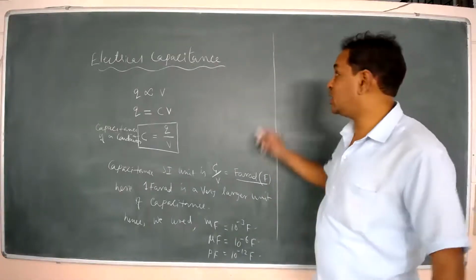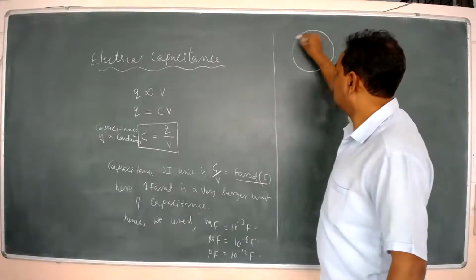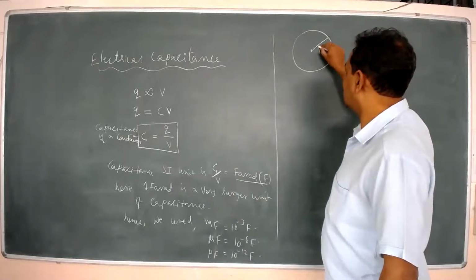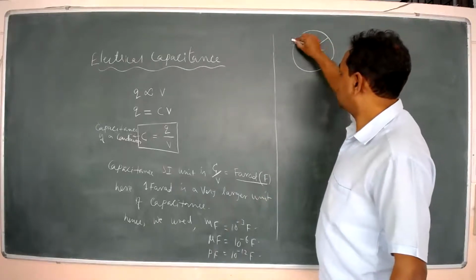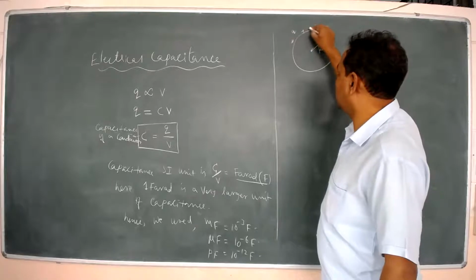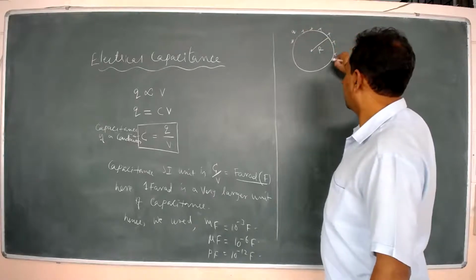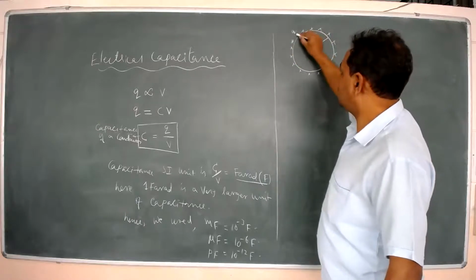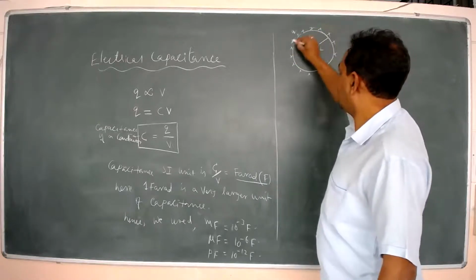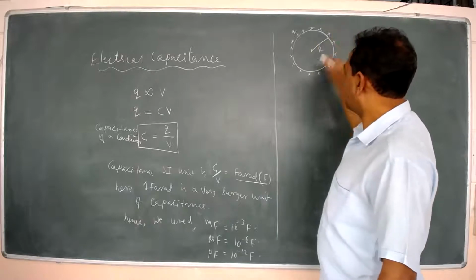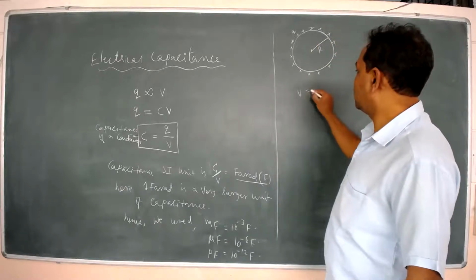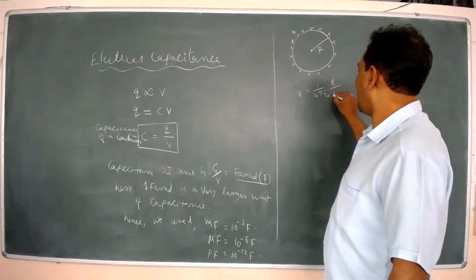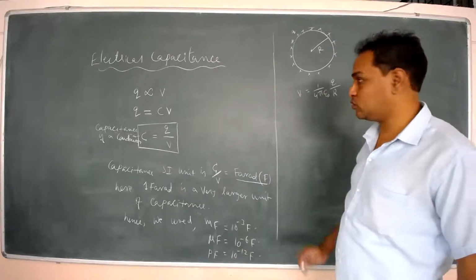Suppose I am taking a sphere of radius r. This is having a charge, say capital Q. Then what is the potential on the surface? The potential on the surface is given by V is equal to 1 by 4 pi epsilon naught into Q by R. We know this general formula very well.